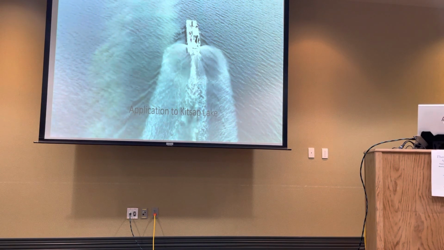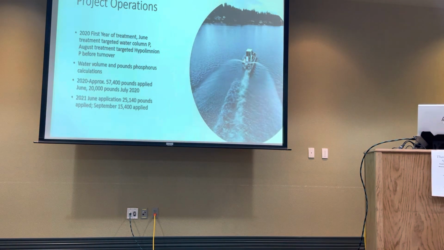Here's an aerial shot of what the barge looks like. We're doing a surface application here. Surface applications generally target phosphorus that is in the water column, and if you inject it, you're looking to get hypolimnetic phosphorus. So in project operations, 2020, the first year of treatment, in June we targeted the phosphorus in the water column by doing a surface spray, and then later on we did injection to target the hypolimnetic phosphorus before turnover.